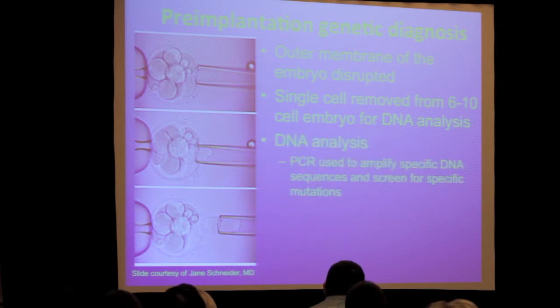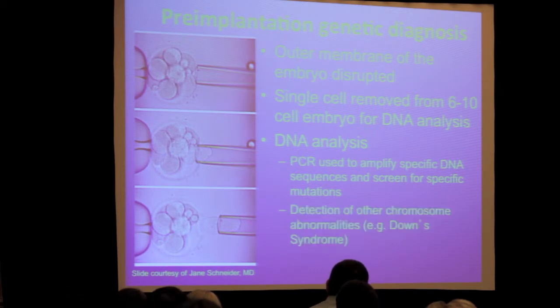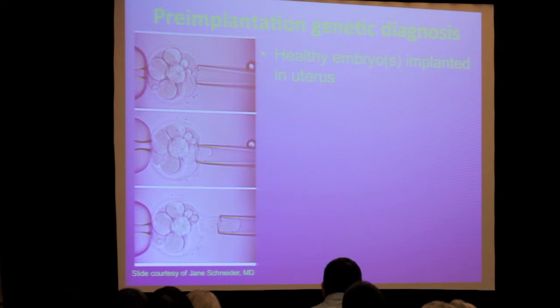And then, as Dr. Paller described, PCR is used to amplify the genetic material. In the other methods, CVS and amniocentesis, you get a lot of DNA, but here you're only doing one cell, and you're doing a lot of different tests with that one cell. So you must amplify the DNA. And then you can also, again, detect other chromosome abnormalities and reimplant the healthy embryo. The advantage, as I said, is that it eliminates the need to terminate an affected fetus.